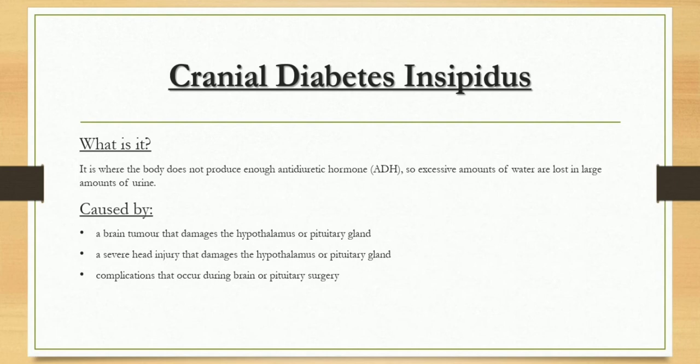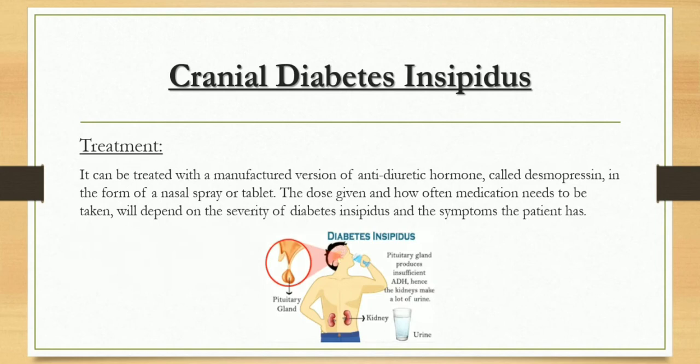So what causes cranial diabetes insipidus? First, a brain tumor that damages the hypothalamus and/or pituitary gland. Secondly, a severe head injury that damages the hypothalamus or pituitary gland, and lastly, complications that occur during brain or pituitary surgery. So this is the treatment for cranial diabetes insipidus.